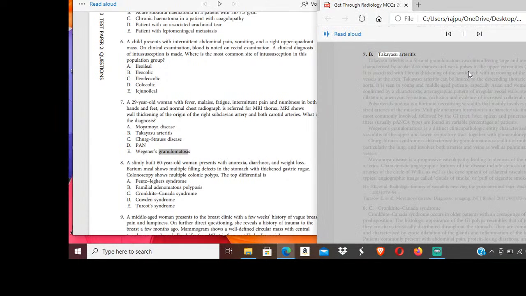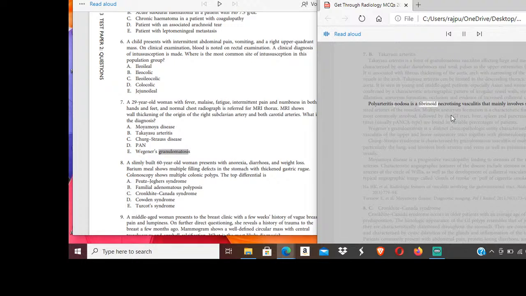7. B. Takayasu arteritis. Takayasu arteritis is a form of granulomatous vasculitis affecting large and medium-sized arteries, characterized by ocular disturbances and weak pulses in the upper extremities, pulseless disease. It is associated with fibrous thickening of the aortic arch with narrowing of the origins of the great vessels at the arch. Takayasu arteritis can be limited to the descending thoracic and abdominal aorta. It is seen in young and middle-aged patients, especially Asian women. The diagnosis is confirmed by a characteristic arteriographic pattern of irregular vessel walls, stenosis, post-stenotic dilatation, aneurysm formation, occlusion and evidence of increased collateral circulation.